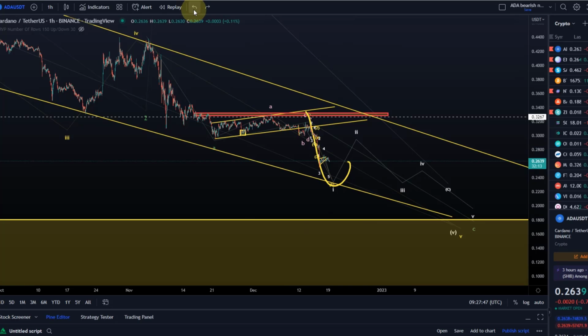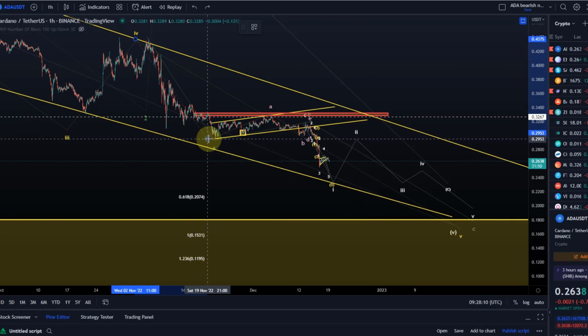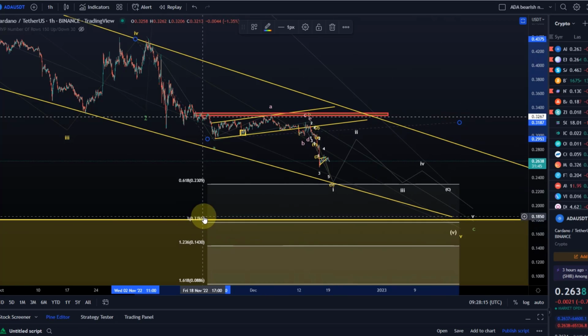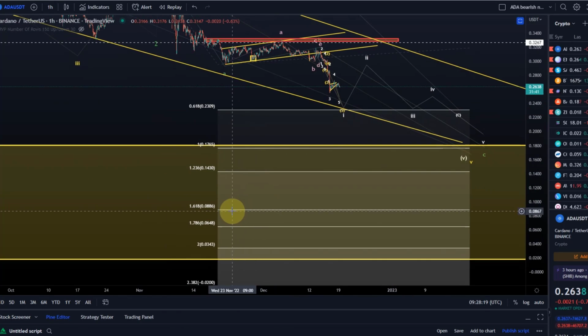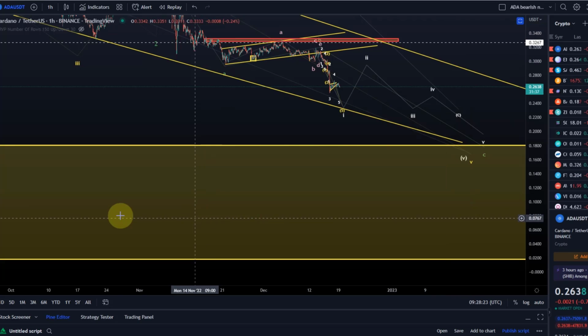Why do I believe that? The reason is that this wave A is quite long, and the wave C should have at least the same length. And to be honest, that would take us into the region around 17 to 18 cents, with a stretch target being the 1.618 extension ending at 9 cents. So that would be really, really far down.